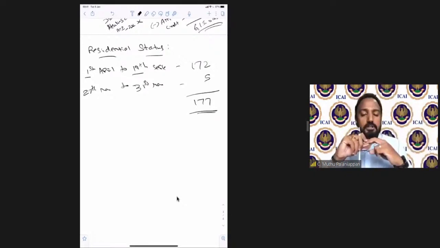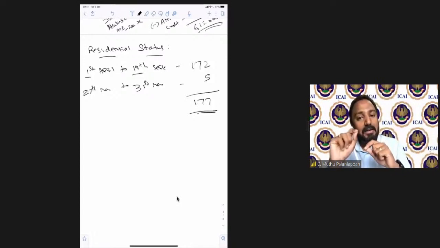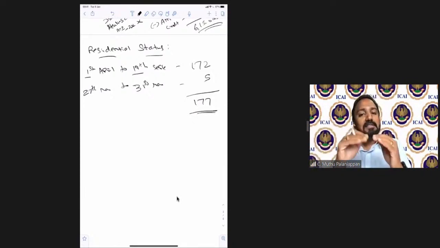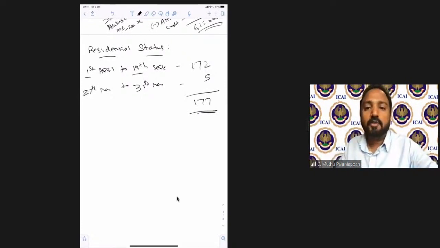Now the two basic conditions: the first condition is 182 days or more in the previous year. The second basic condition is 60 days or more in the previous year, and 365 days or more in the 4 immediately preceding previous years. So these are the conditions. Now, has she satisfied the first basic condition, that is, staying in India for 182 days or more? No. 177 is, of course, less than 182. So she has not satisfied the first basic condition.